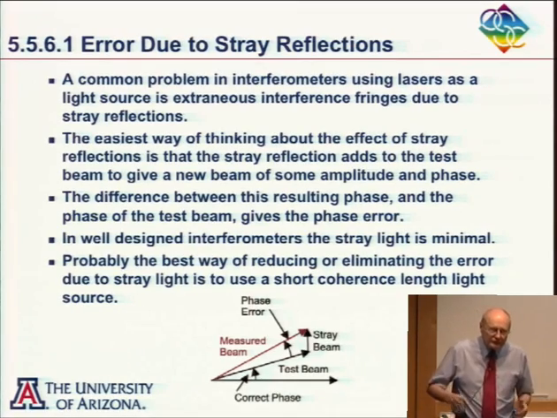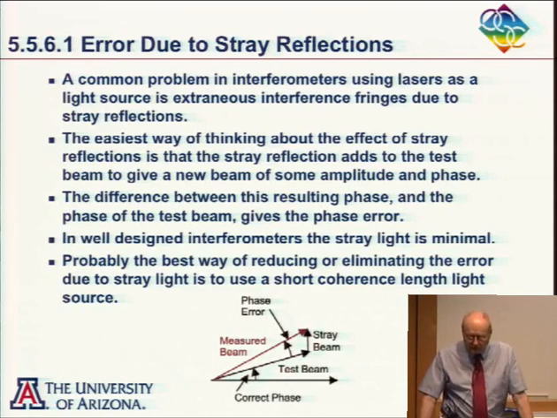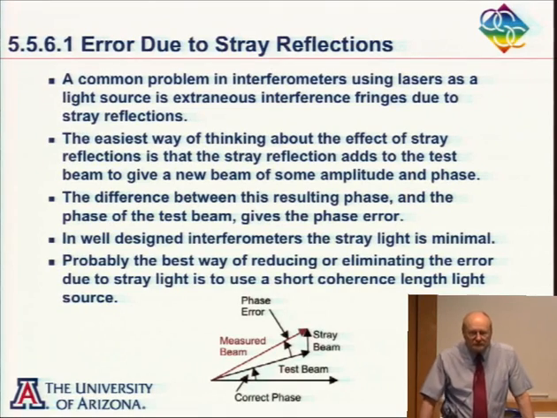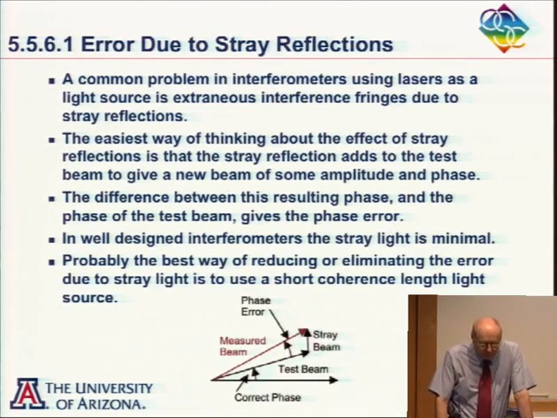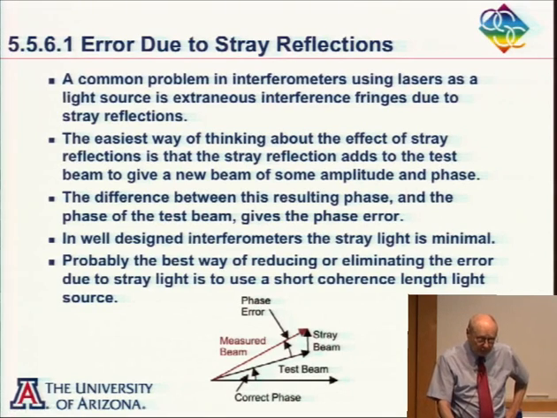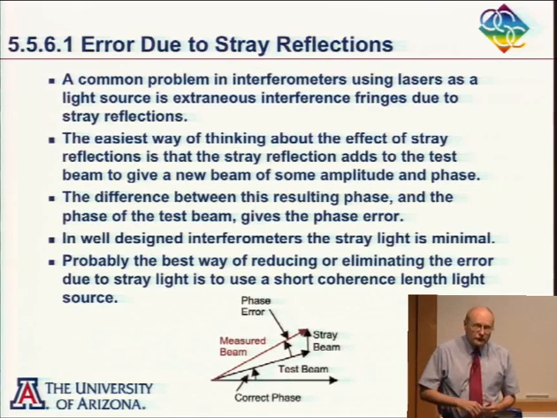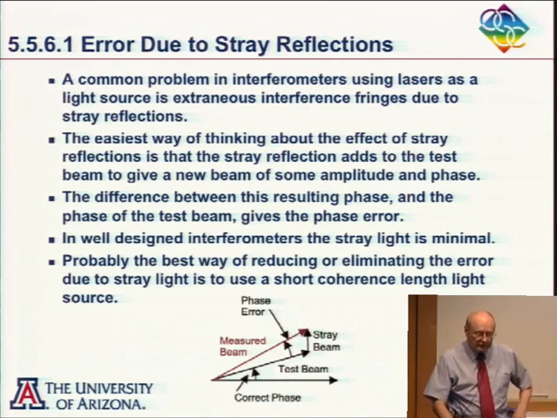Or you'll put in wedges or something and stops in the system. So you try to send the stray reflection off in some other direction, and so it's stopped someplace and doesn't get to the detector. Or the other technique, and we'll show some results for this before too long, where instead of using a laser of a very long coherence length, we're going to go to shorter coherence lengths. And that may not cut down on the stray reflections, but it will cut down on the interference fringes resulting from stray reflections.